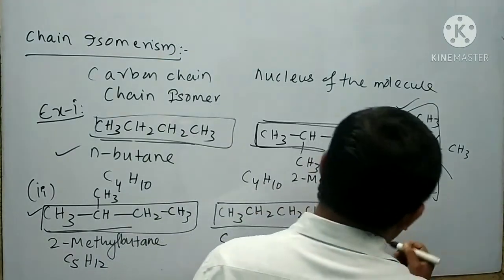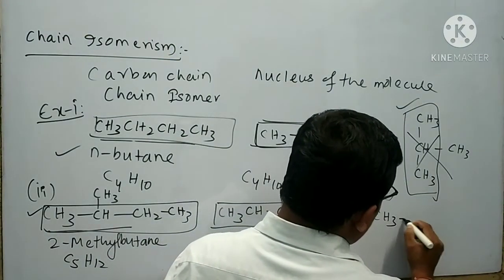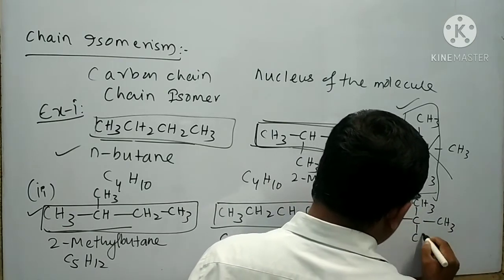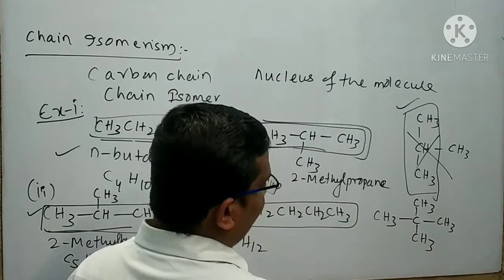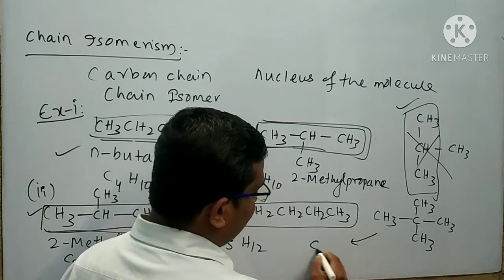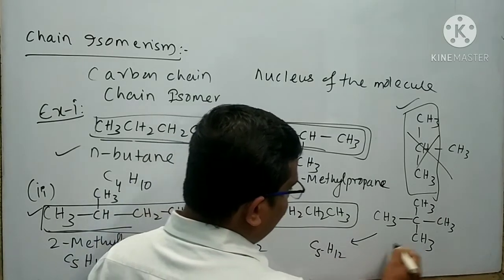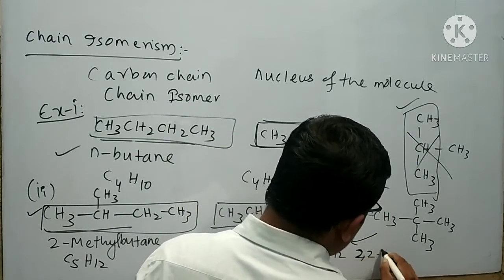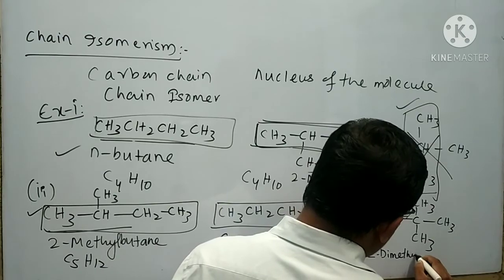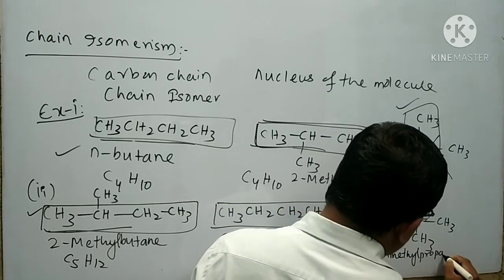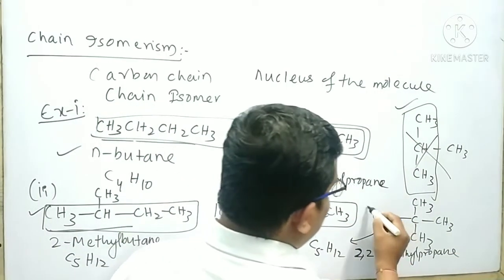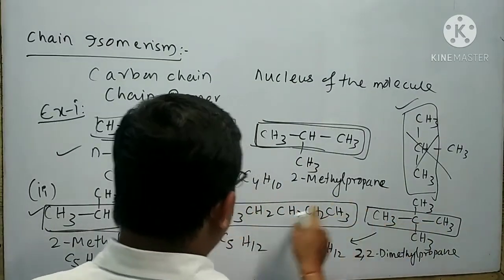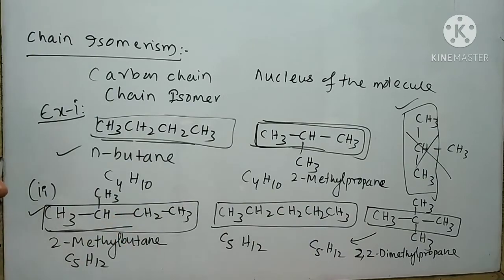then the compound can be written like this: CH3 bond C bond CH3 bond CH3 bond CH3. Look at that. The formula of this organic compound is C5H12. The name of this organic compound is 2,2-dimethylpropane. This is the parent chain. Look at that. The structure of this carbon chain is different from this and also from this.